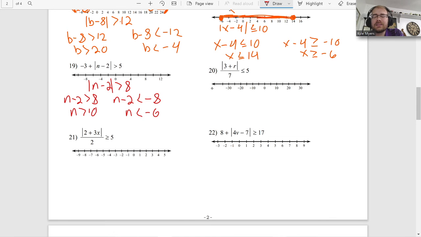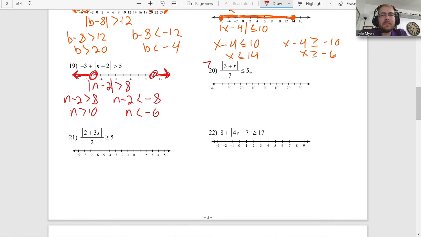N, sorry, I said x wrong, but it wasn't even the right letter. N is less than or equal to negative 6. So that's right here. I think I said less than or equal to, sorry. Less than, strictly less than. And then x is greater than 10. All right, that's supposed to be an open circle.